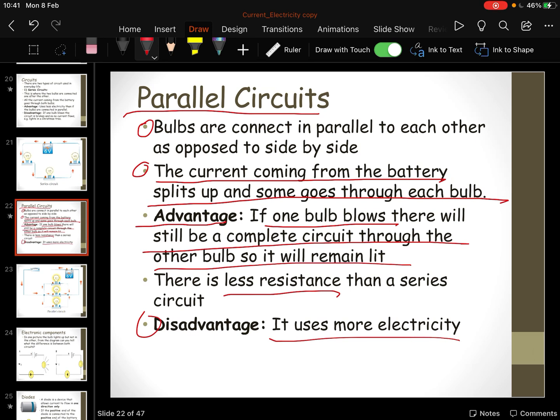So take all that down, guys. You need to know that for your parallel circuits. The advantage: if one blows, the electricity would just flow through the other circuit, so we're fine, and there's less resistance in that circuit. The disadvantage: it's more expensive because you use more electricity.